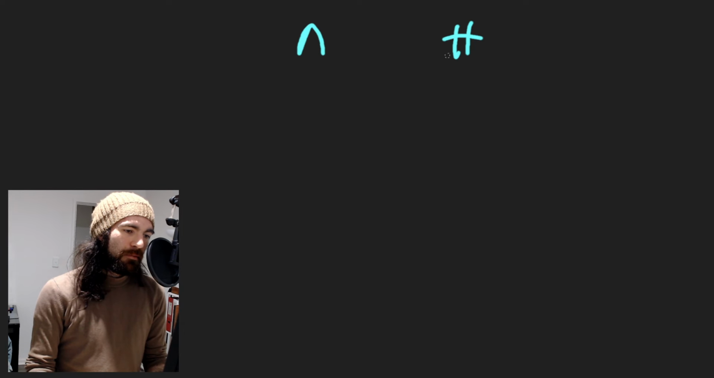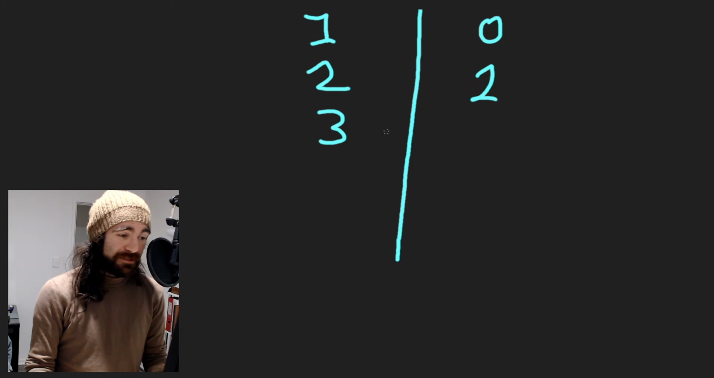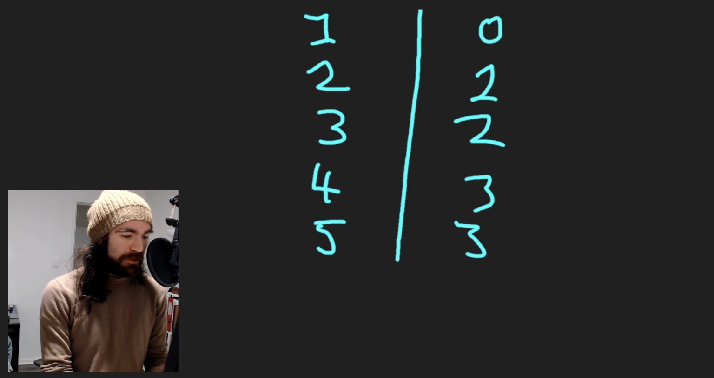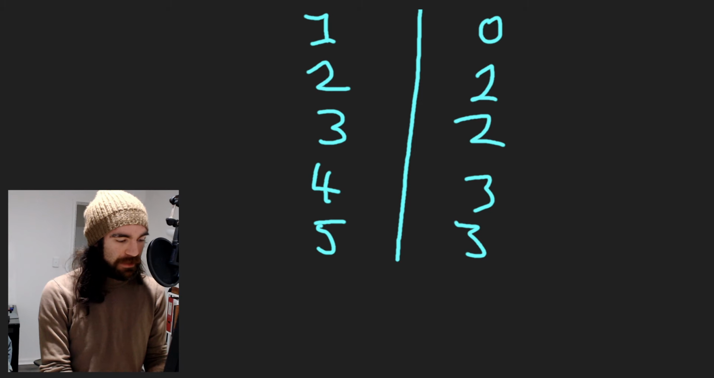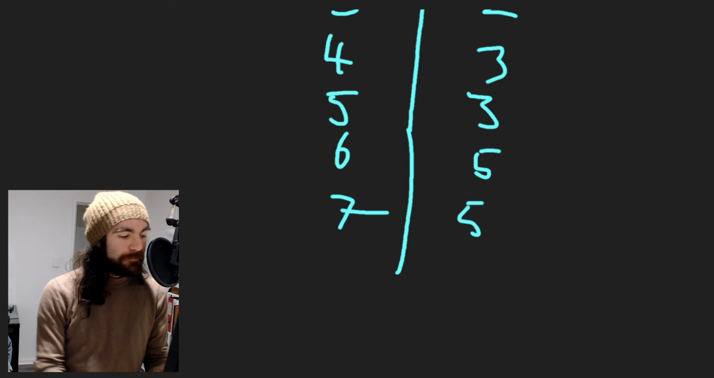So, n characters and number of garbage, okay? When n is 1, this is 0. When n was 2, this was 2. When n was 3, this was 2. When n was 4, this was 3. When n was 5, this was 3. Let me go back and just verify this really quickly. A, B, C, D, E. 1, 2, yeah, 3. So what about 6? What was 6? 1, 2, 3, 4, 5. 7 is also going to be 5.